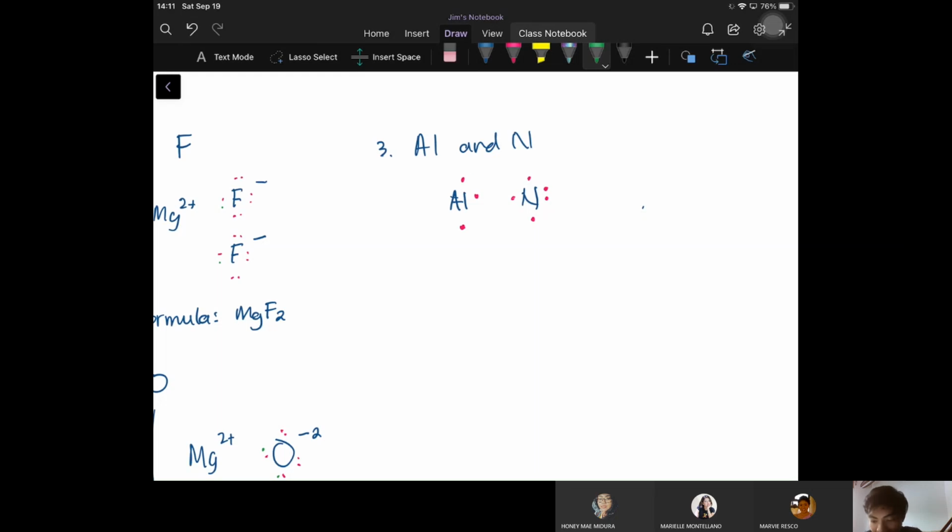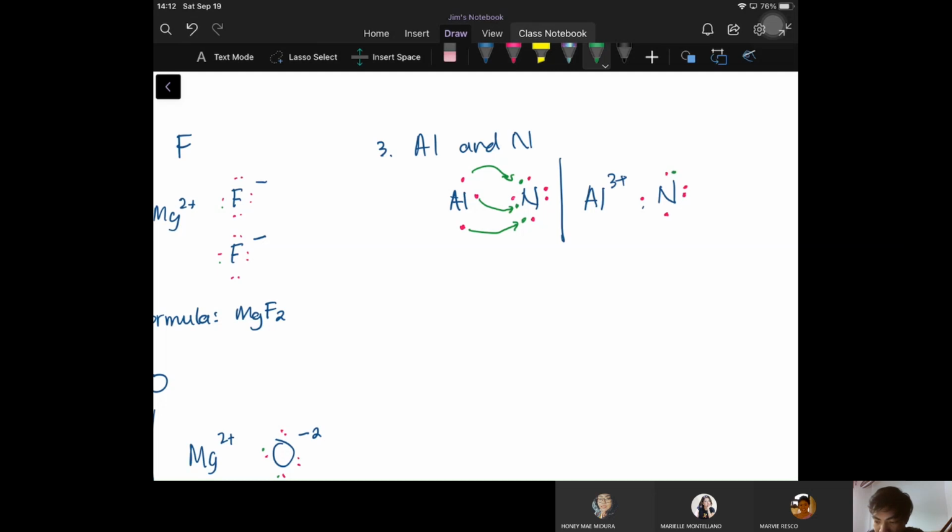So sapat na yung tig-isang atom lang, no? So isa dyan, isa dito, isa doon, no? So yan. So aluminum 3 plus and nitrogen with 8 dots, no? 3 of which ay galing kay aluminum.